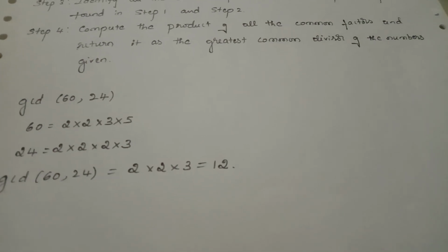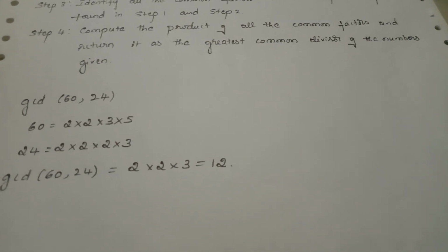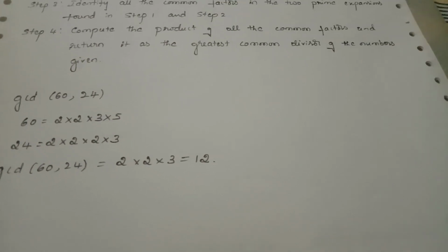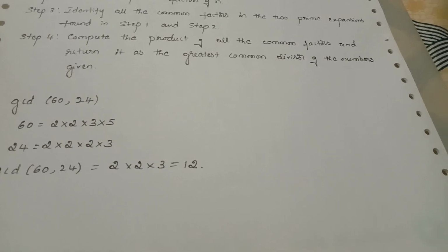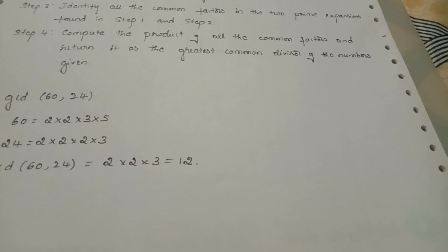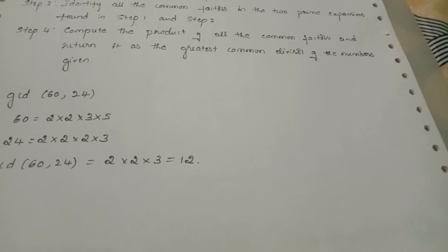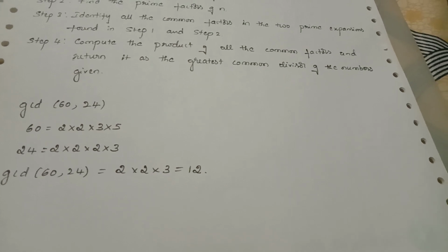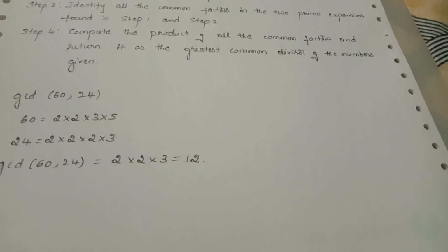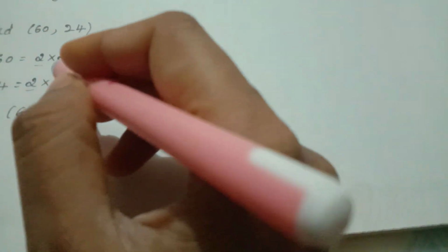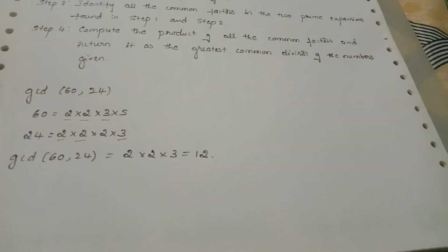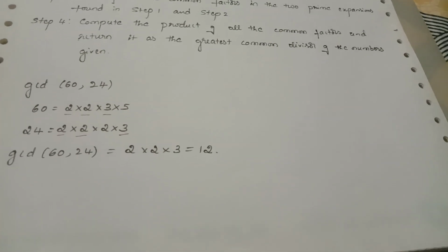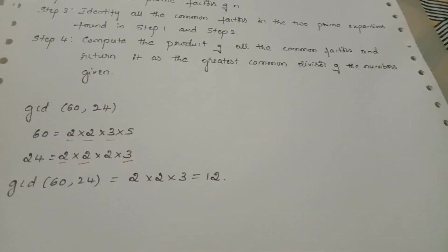GCD of 60 and 24. For 60 we have to find the prime factors, that is, only the prime numbers which divide 60: 2 into 2 into 3 into 5 equals 60. The numbers listed are all prime numbers. And 24 equals 2 into 2 into 2 into 3, and we have to take the common ones. You can see here 2 and 2, again 2 and 2, and 3 and 3. These are the common factors, and we multiply them to get the greatest common divisor of the given two numbers.